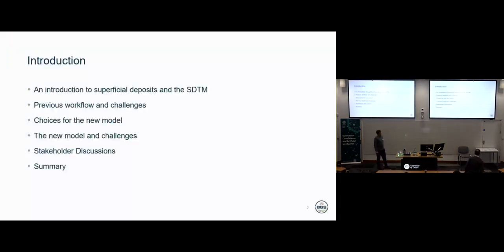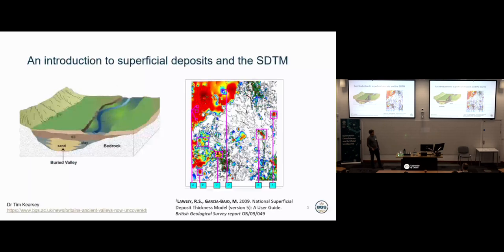So I'll give a brief introduction to superficial deposits and the existing superficial deposit thickness model, some of the previous workflow and the challenges that geologists and models have encountered with it, some of the data challenges and for a potential new model, the new model, some of the challenges we've got in terms of making it work, and finally how some of the discussions we've had have led to certain conversations around the future of BGS maps and how that may impact stakeholders and how they may react, and then I'll summarise the talk.